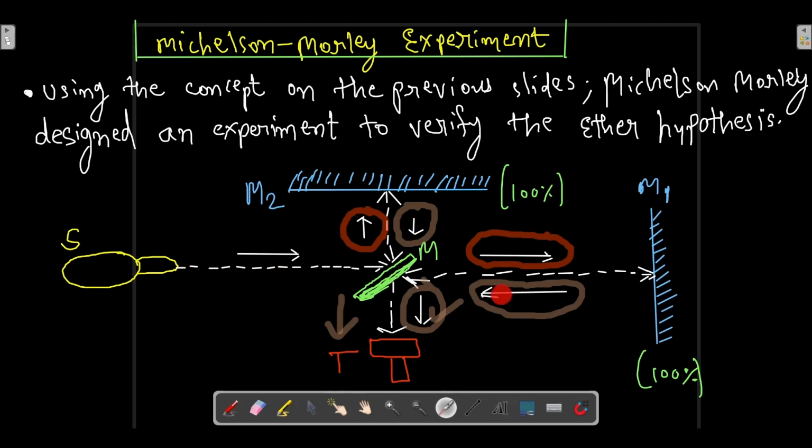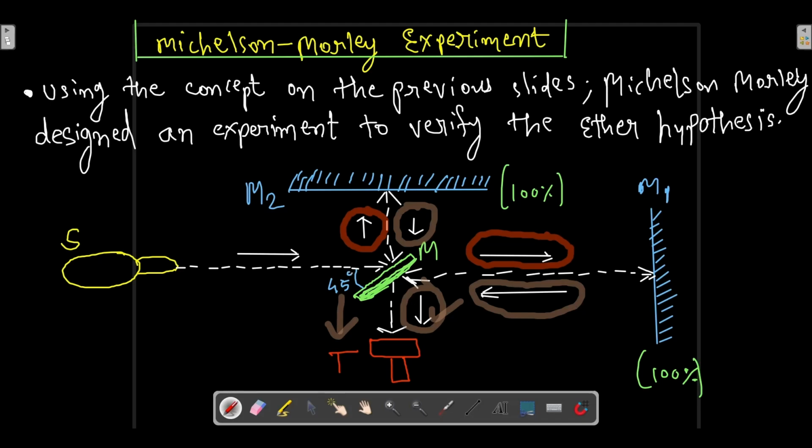We only considered the reflected portion of this beam and the refracted portion of this beam, and both of them come out in this direction, coming towards the telescope T. This mirror M has been kept at 45-degree angles. So this particular angle is a 45-degree angle. Let me mark it with some other color. So this angle is approximately 45 degrees.